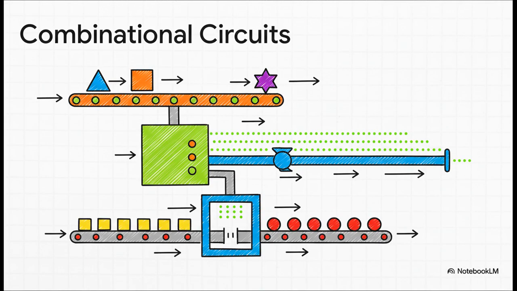And these things are the real workhorses of the digital world. Think of them like specialized little workers on an assembly line. You've got circuits for doing math, like adders and subtractors. You've got data routers, things like multiplexers and decoders that are basically traffic cops for information. And then you have code converters that translate between different digital languages. They are all incredibly good at one specific job. They compute, but they just can't remember.